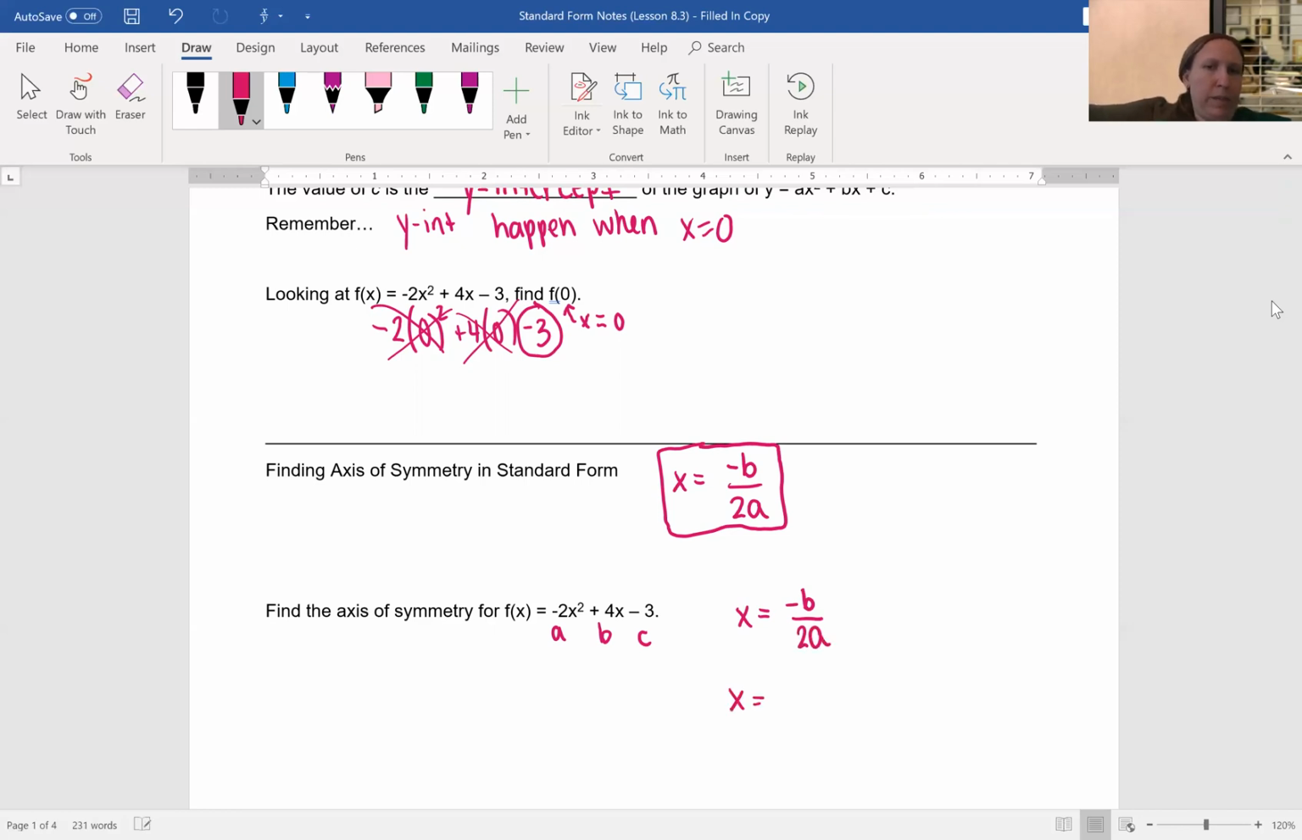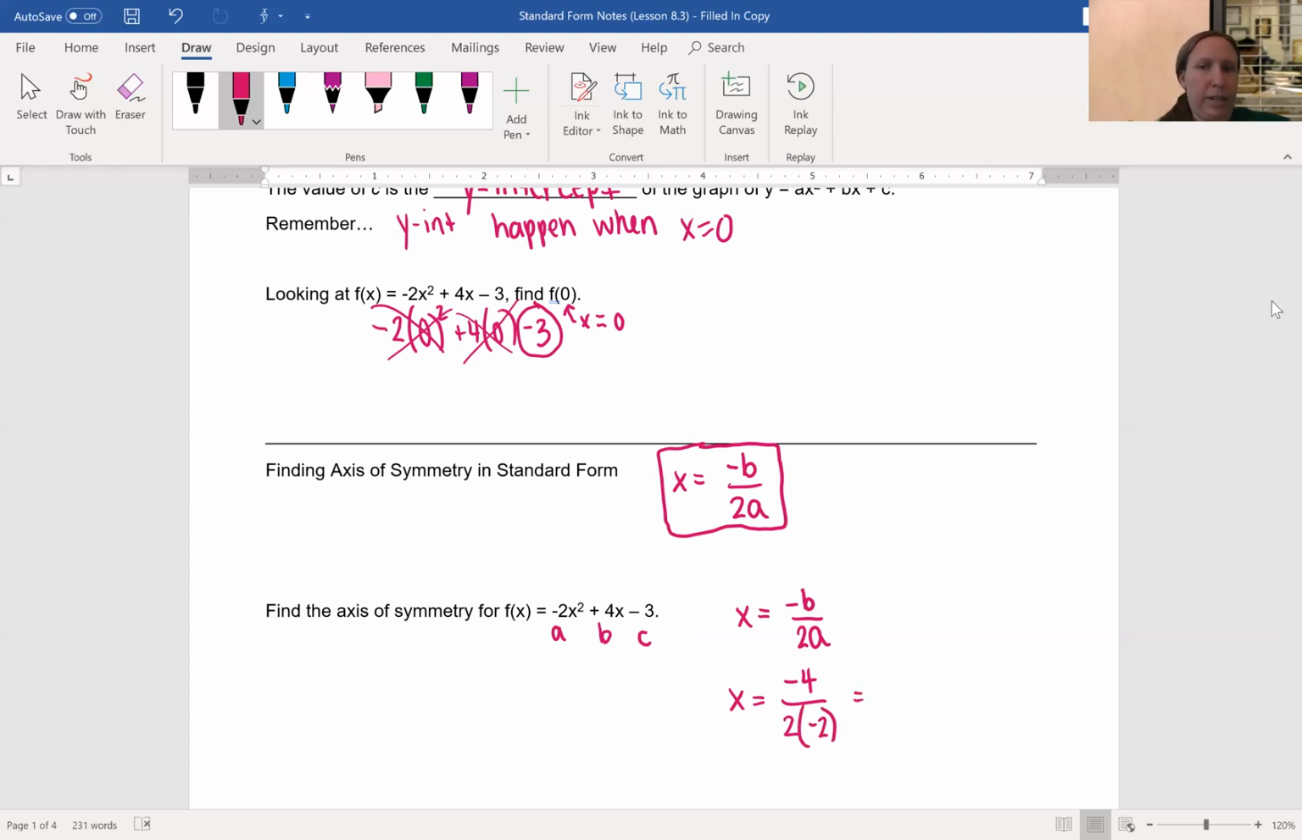Okay, so our b is 4, so it's going to be negative 4. Keep in mind that in this case b is positive, but if b had been negative, it would be that negative, which means you would be writing a positive number here. But because we're plugging in a positive 4, it's negative 4 over 2 times a, which is negative 2.